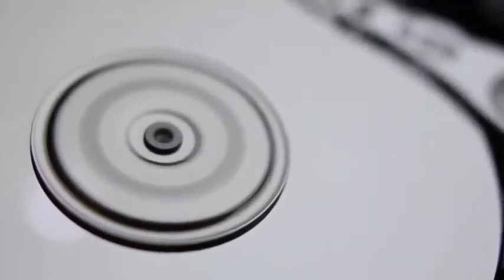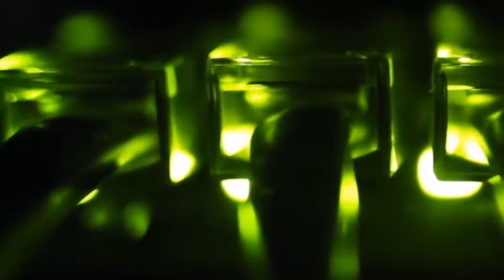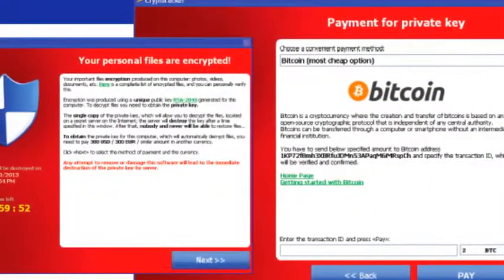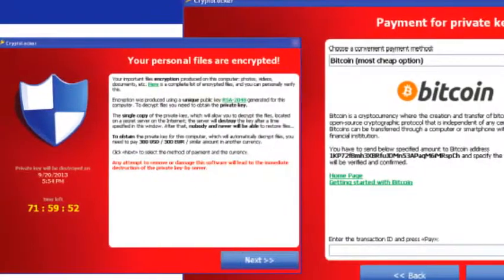Once a user clicks an attachment or opens up the CryptoLocker malware, the malware scans all network drives and local drives and encrypts documents using RSA level encryption. 2048-bit encryption, very difficult to break, and demands a ransom of approximately 300 euros, or all data will be deleted within 72 hours. So very significant threats to organizations.